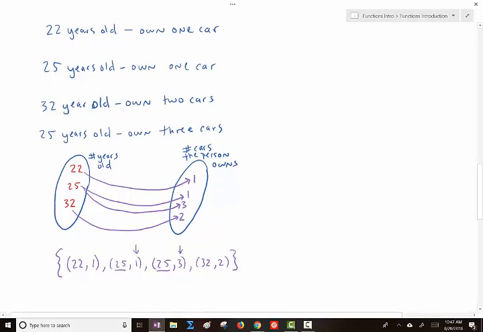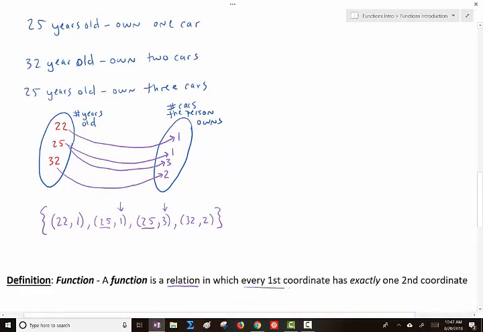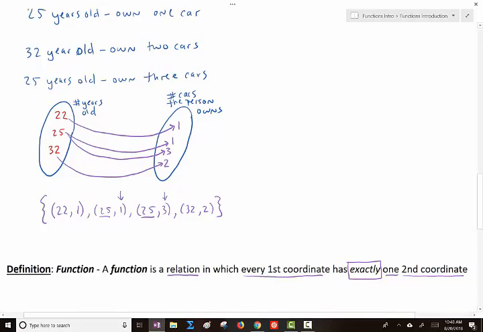So what is the definition of a function? A function is a relation, a collection of ordered pairs, in which every first coordinate has, and here's the important part, exactly one second coordinate. As you can see in the example above, that's not true. The first coordinate of 25 has two different second coordinates, and hence it is not a function. So we want to be able to distinguish between relations in general and special types of relations, which we call functions. Functions are a huge topic in mathematics.